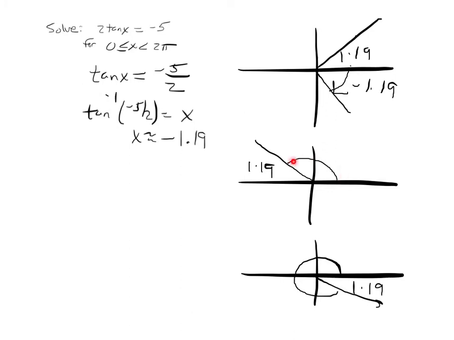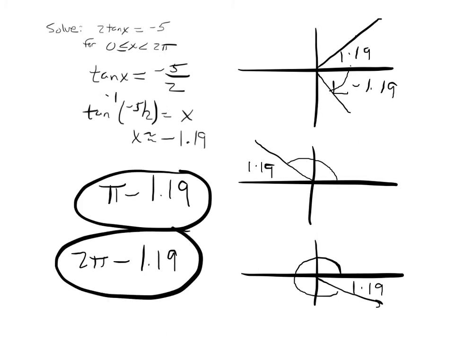So how am I going to get this first angle? Well, if my reference angle is 1.19, what's this angle going to be? It's going to be pi minus 1.19. And if my reference angle over here now is 1.19, what's this angle going to be? It's going to be 2 pi minus 1.19. And I could get decimal approximations for those.